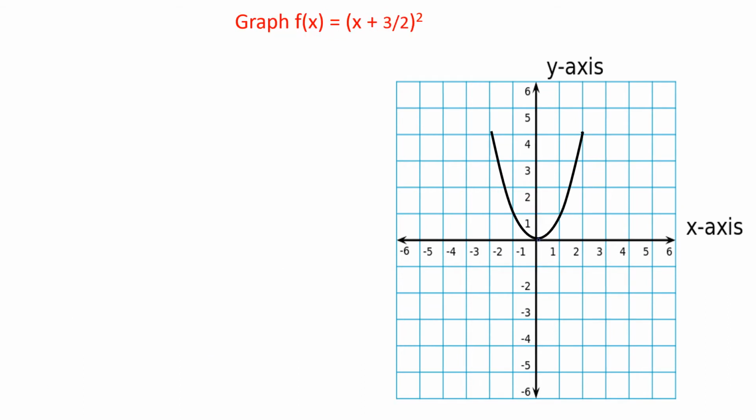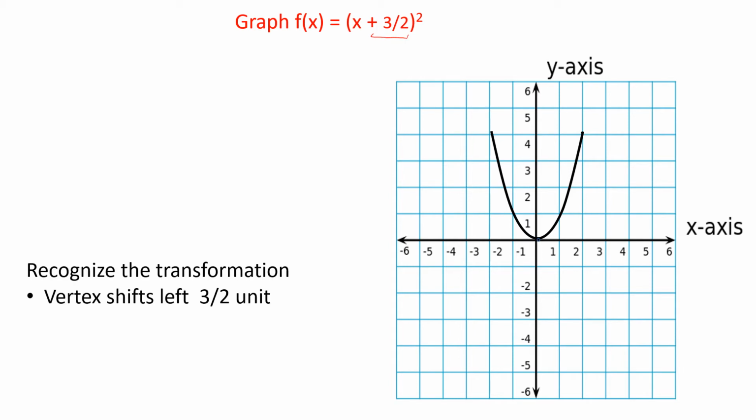Now they're asking you to graph the function where you have the quantity of x plus 3/2 being squared. Again, you need to realize what type of translation this is. It's going to be a horizontal shift, because they're doing something inside the parentheses that's being squared. What they're doing here is adding this 3/2, but it's inside the square.